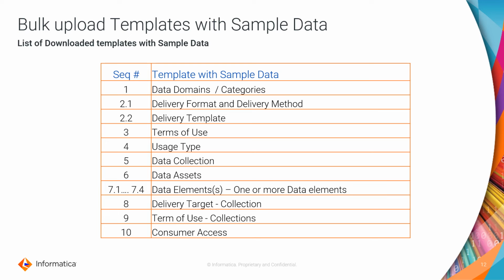This is the list of files that can be downloaded from CDMP and their required sequence number to upload to the Cloud Data Marketplace. These files can be used to generate sample data contents for a quick start learning experience of CDMP. These templates are provided by Informatica and may be updated in future releases if the underlying data model changes in Cloud Data Marketplace.